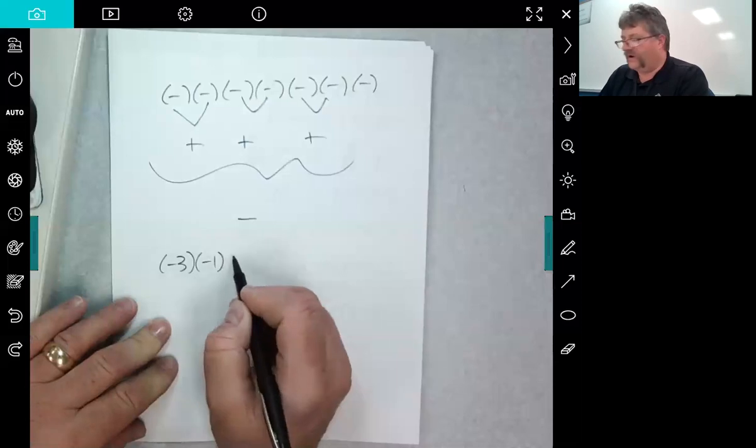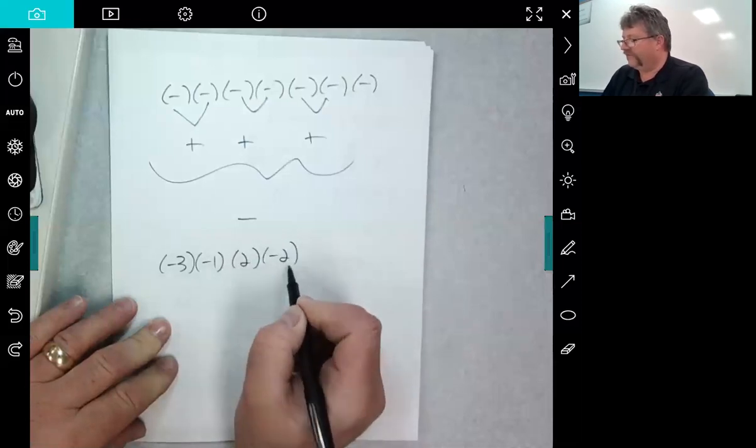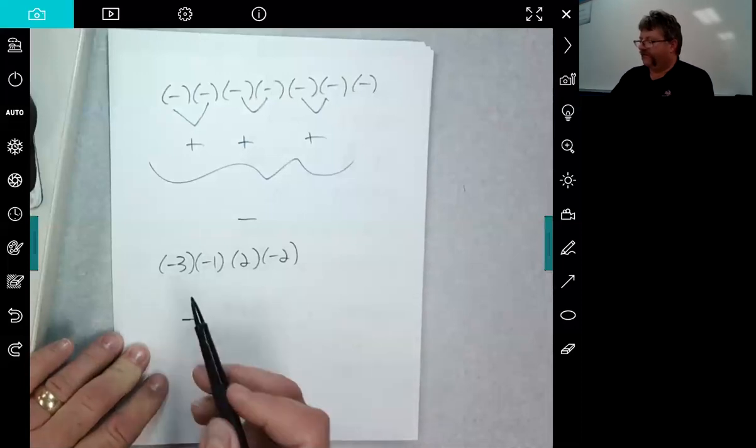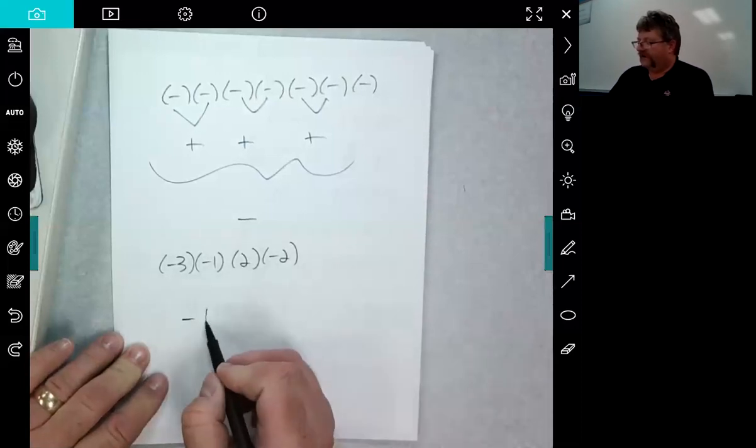-3 times -1 times 2 times -2. Immediately, I know the answer is negative because I got 3 negatives there. So I just got to take 3 times 1 times 2 times 2 and get myself a 12.